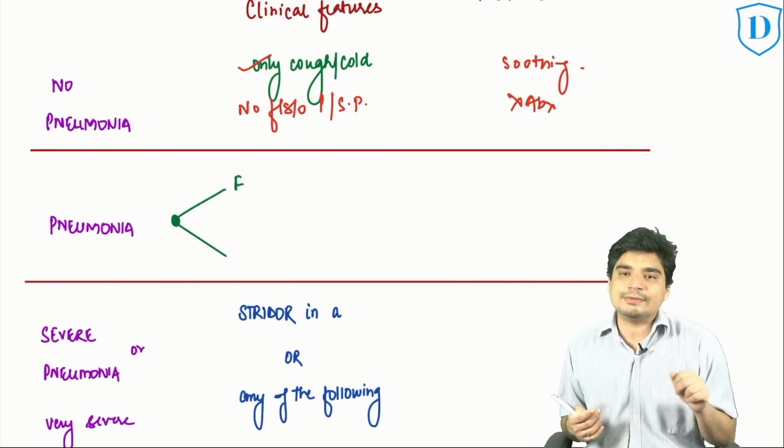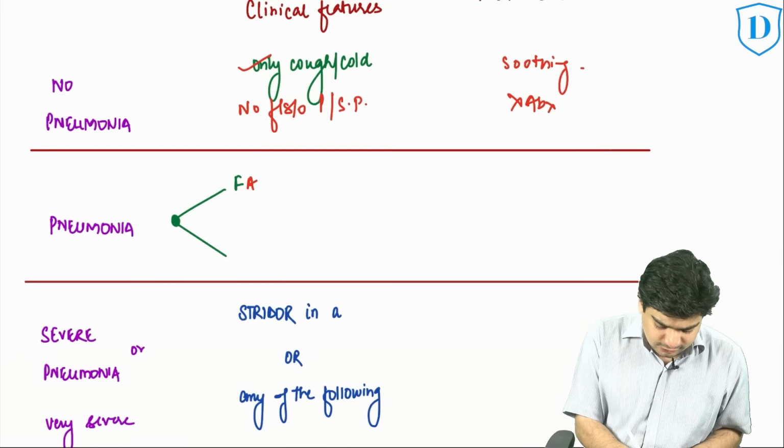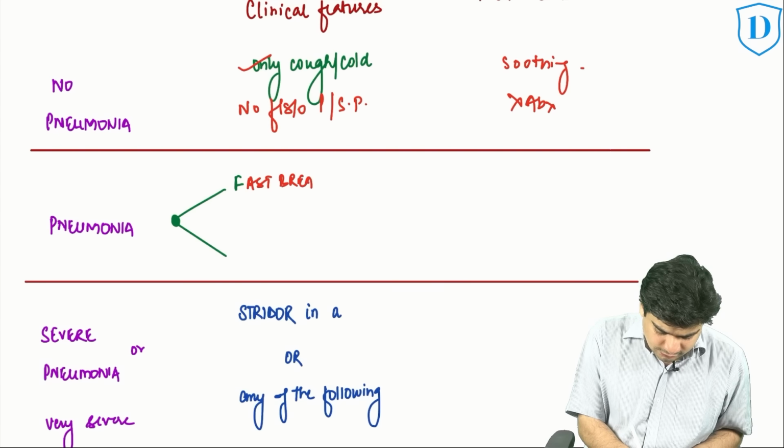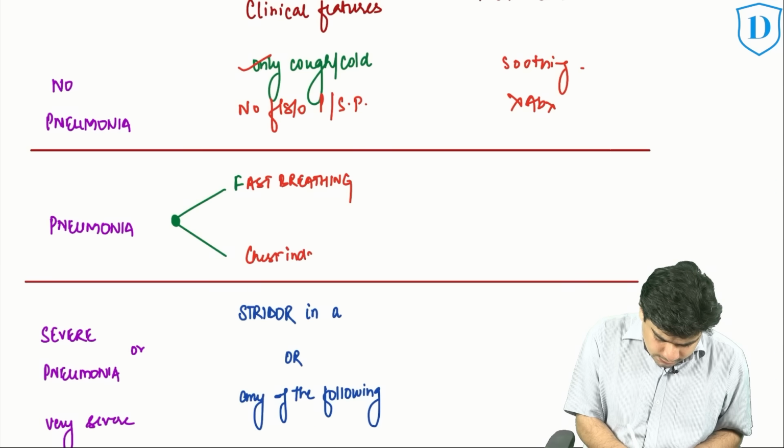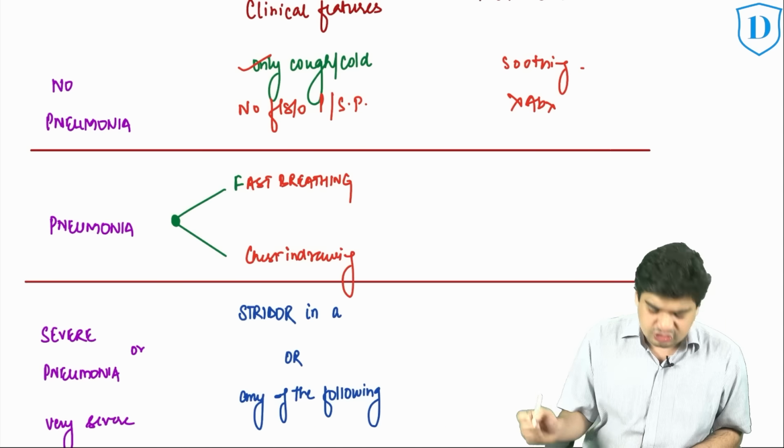Pneumonia is of 2 types according to INICET. You can have a fast breathing pneumonia, or you can have a chest indrawing pneumonia.